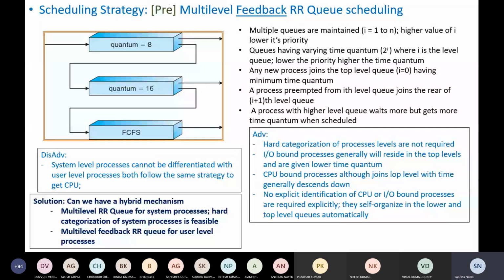The hard categorization of the process levels is not required. You don't have to guess how many categories they should belong to, and you should not have to know about the details of the process to categorize them. IO bound processes generally will reside in the top level, and CPU bound will be in the bottom levels. No explicit identification of this type of process is required, and they basically self organize themselves. That is the nice thing that happens here.